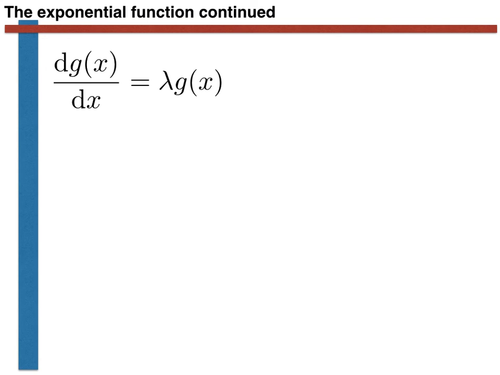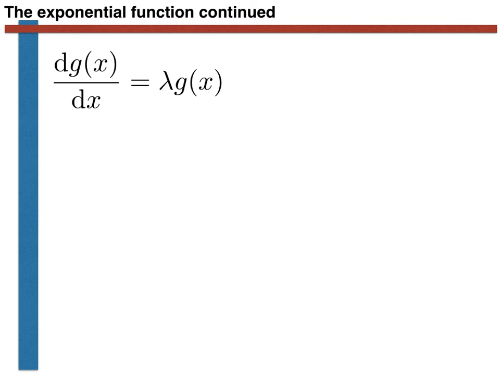Consider, for example, population growth. The rate at which a population grows will be controlled by the number of females who are capable of reproducing. In other words, the rate of change of the population size, dg of x by dx, will be equal to some scalar quantity lambda, the fraction of the population which are females of reproductive age, multiplied by the size of the population g of x, which is precisely the equation we have here.